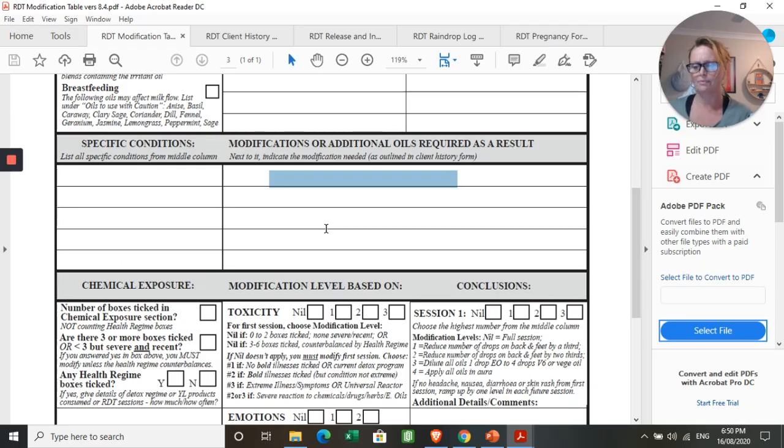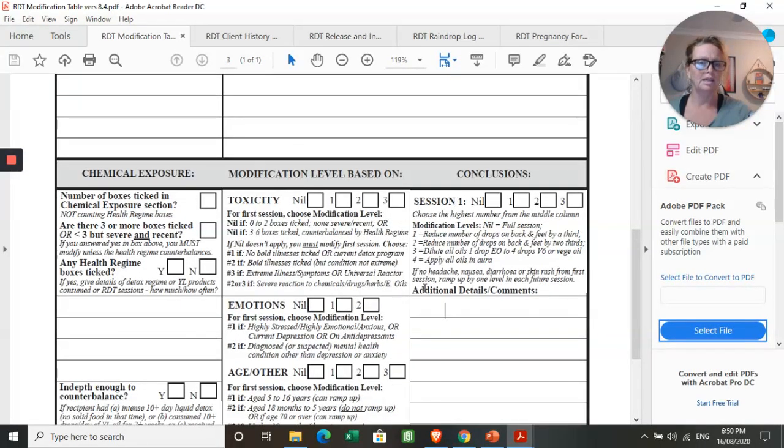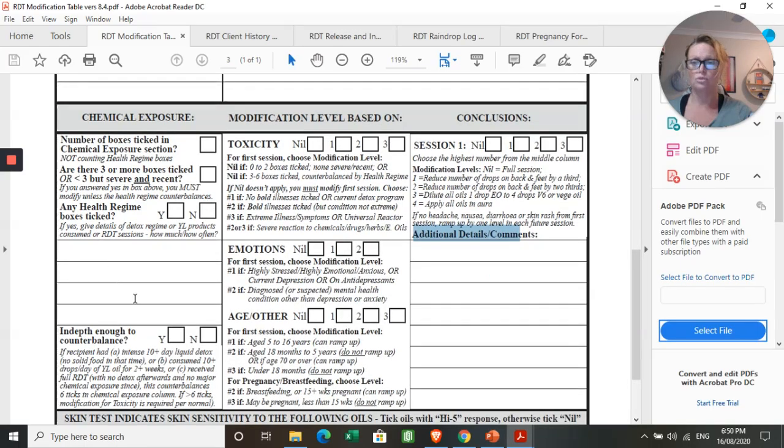If they've got scoliosis and you decided you're going to work up or down the spine, you can put that here in the additional comments and details. Happy for you to write that there. Remembering to check the emotional state of people. Remembering to look at your textbook if you have trouble working out your chemical exposure.